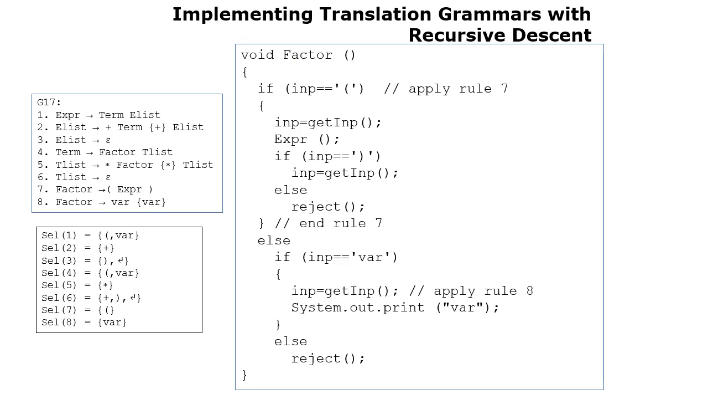For factor, we have rule 8 that has an action symbol. And again, we address this by printing out var, system.out.print var. And this is how you write the recursive descent parser for translation grammar. We handle action symbols by printing them out, system.out.print. And I hope that clarifies how to construct a translation push-down machine and also how to write the recursive descent parser for translation grammar.